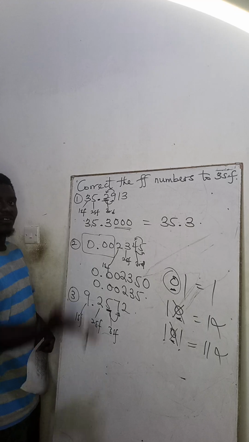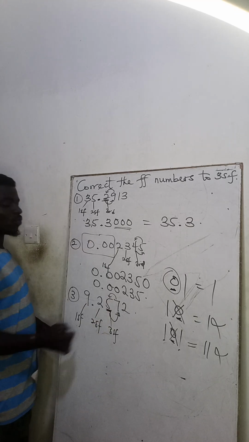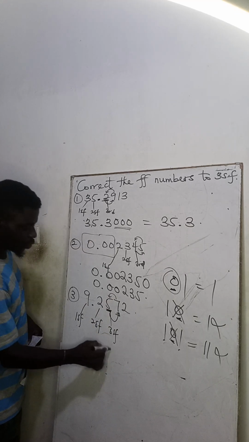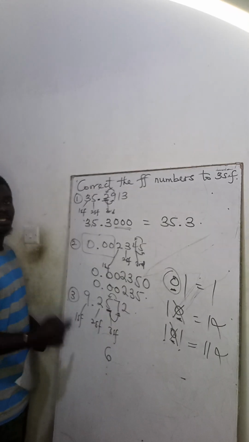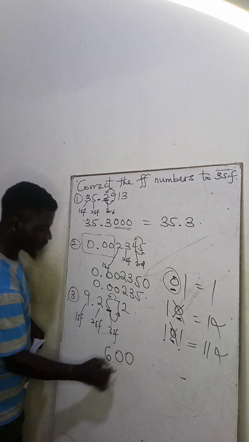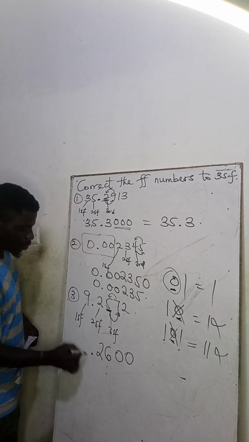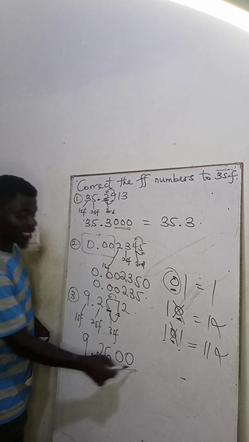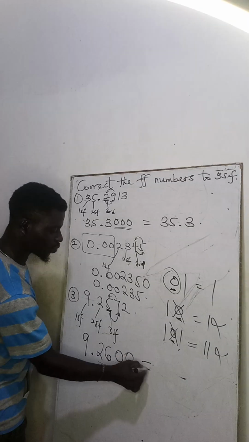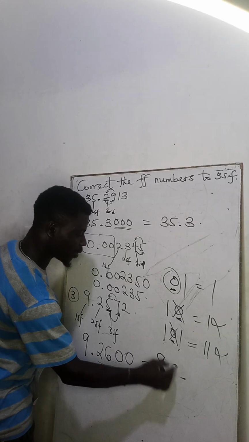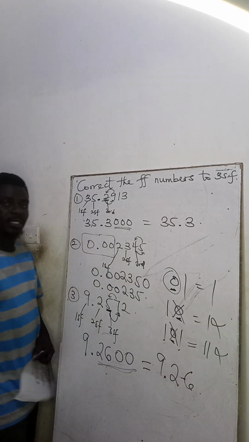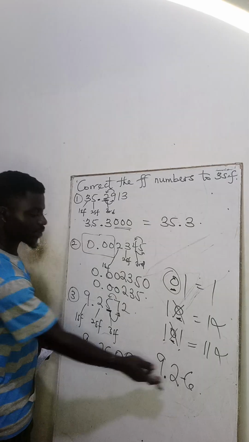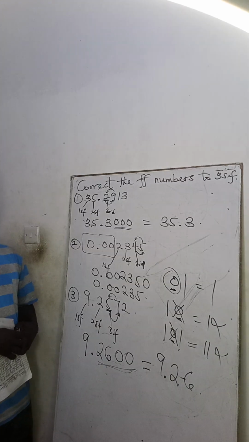7 is from 5 upwards. So we add 1 to the 5. So 5 changes to 6. Then these two figures we change to 0, 0. We repeat 2.9. Now, because these numbers here are decimal numbers, we can discard these two zeros. So this one is the same thing as 9.26. So 9.2600 can also be written as 9.26.